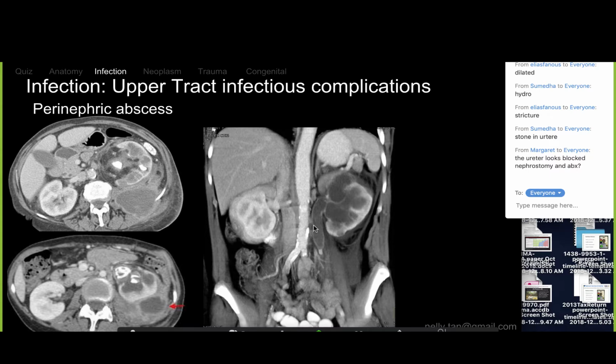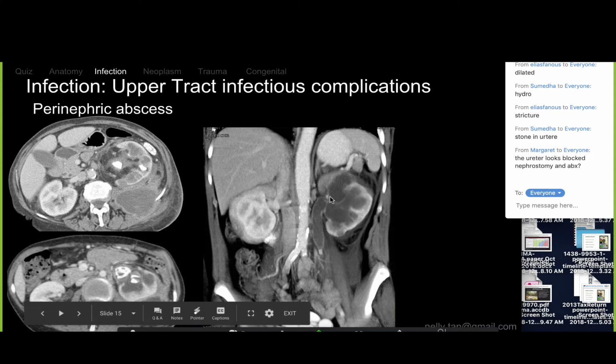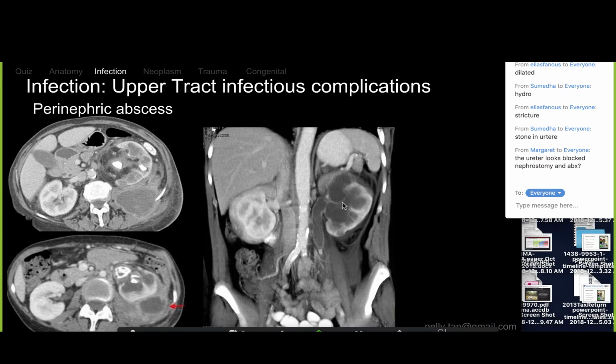Good, yeah. So you need to decompress the urinary system. And the best way to decompress it is with a stent. You put a stent across this, and the urologists do that. It's the least invasive. And if the urologists are not available or for some reason patients can't get a stent, then you can do a PERC nephrostomy with image guidance.